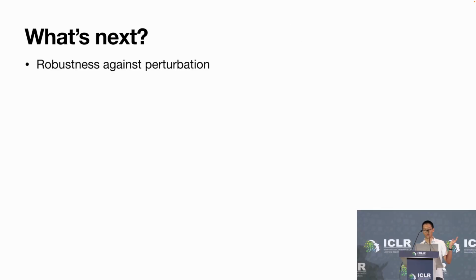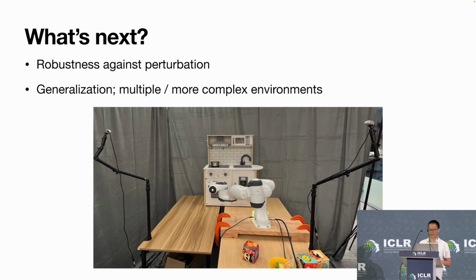So what's next? It could be more robust against perturbations, as you saw earlier. And furthermore, even though our data is uncurated, our robot environment is highly controlled, as you can see, with backdrop curtains and stationary camera mounts and everything. And our model works on this particular toy kitchen setup. So it would be great to make this work across multiple toy kitchens or even more complex real-world environments.